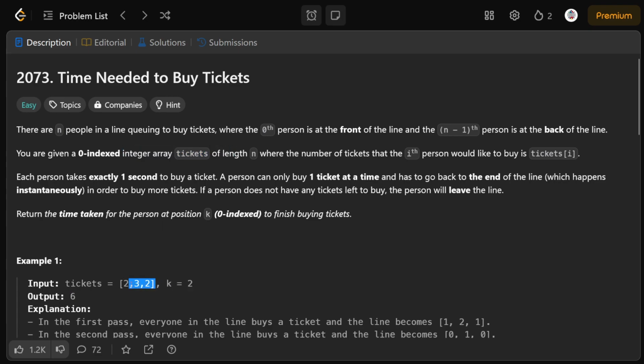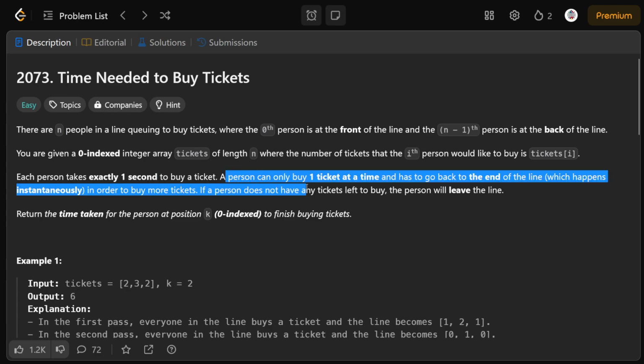So if you see three elements in the array, it means three people are standing in the queue. The tickets array represents how many tickets the ith person wants to buy. They say each person takes exactly 1 second to buy one ticket. It means if a person buys one ticket, it will take 1 second.